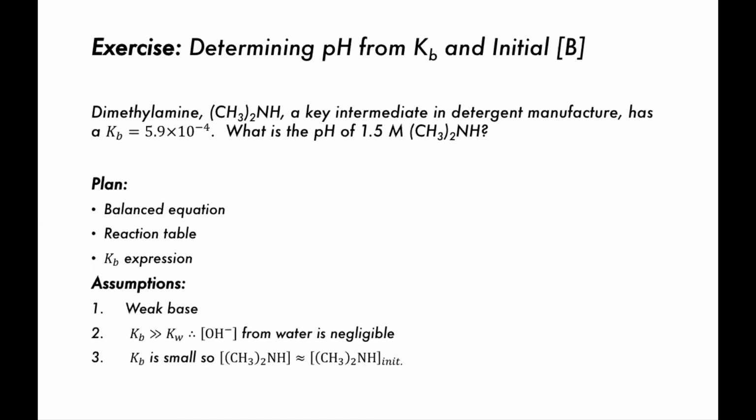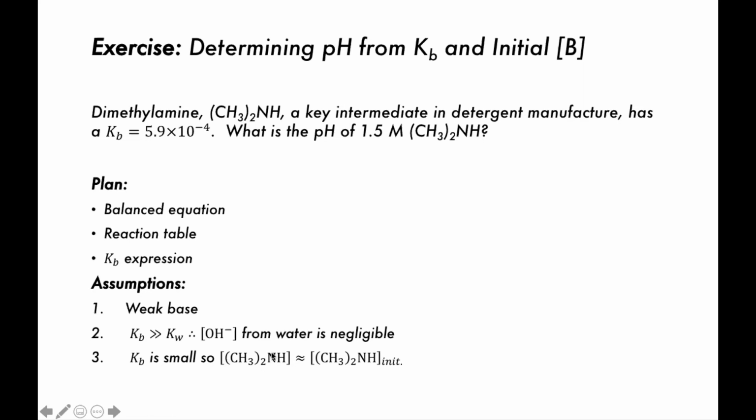We also have a number of assumptions that we need to make. Our assumptions are that we have a weak base, that Kb is much larger than Kw, and therefore the hydroxide concentration that comes from water is going to be negligible. We're also assuming that Kb is small, so the concentration of the dimethylamine at equilibrium is going to be effectively the same as the concentration initially.